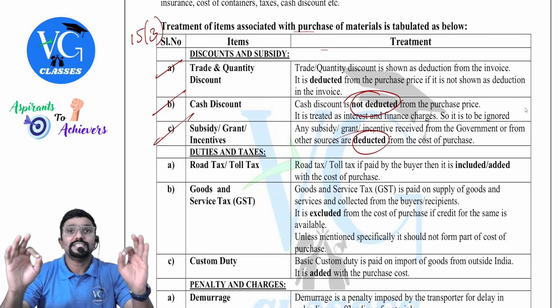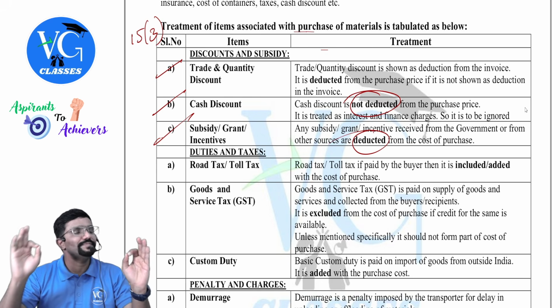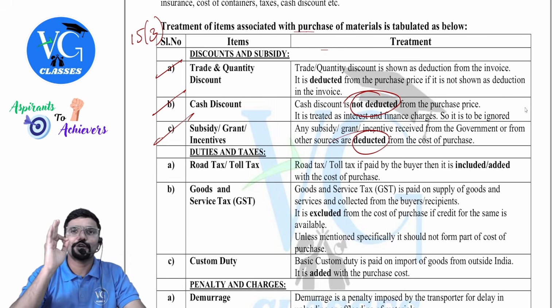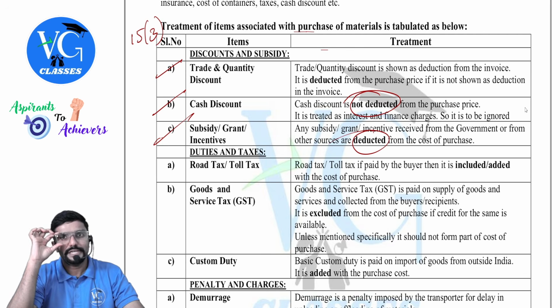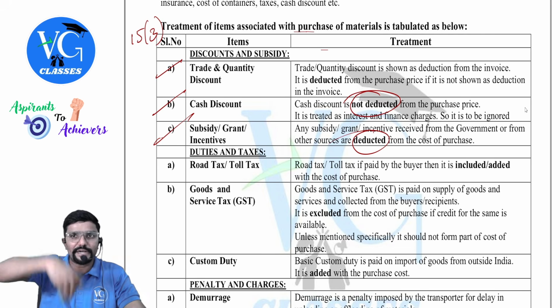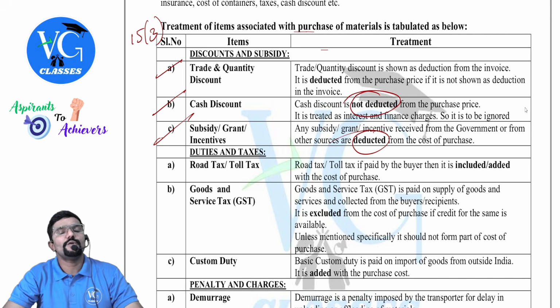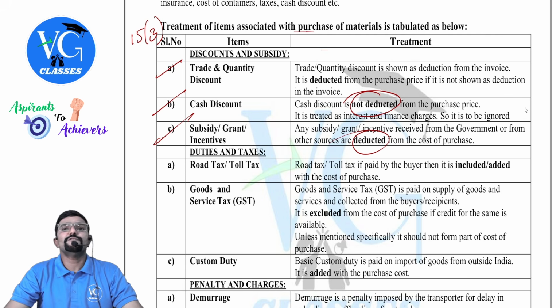Understood? Again, this is a part of GST. 15 subsection 2 clause E, which talks about inclusions. If you have received any subsidy from the central government or state government which is linked to the price, linked to the price means because of this subsidy I have reduced the selling price, you don't do anything. If it is received from anyone else, then you will add.